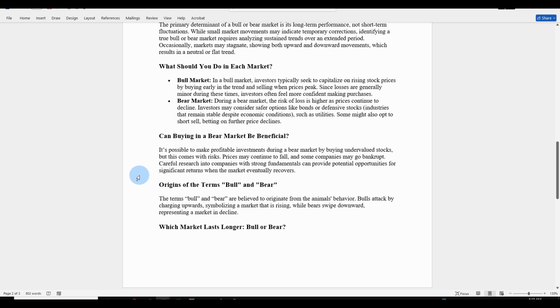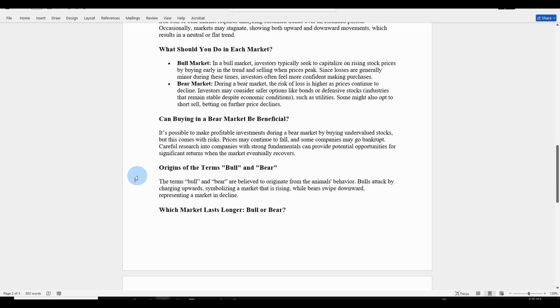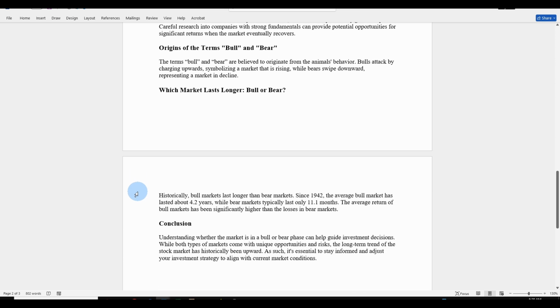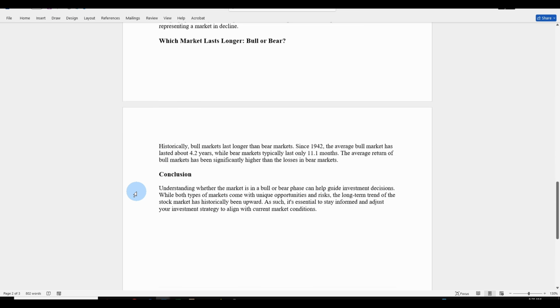Origins of the terms bull and bear: the terms are believed to originate from the animals' behavior. Bulls attack by charging upwards, symbolizing a market that is rising, while bears swipe downwards, representing a market in decline. Which markets last longer, bull or bear? Historically, bull markets last longer than bear markets. Since 1942, the average bull market has lasted about 4.2 years, while bear markets typically last 11.1 months. The average return of bull markets has been significantly higher than the losses in bear markets.